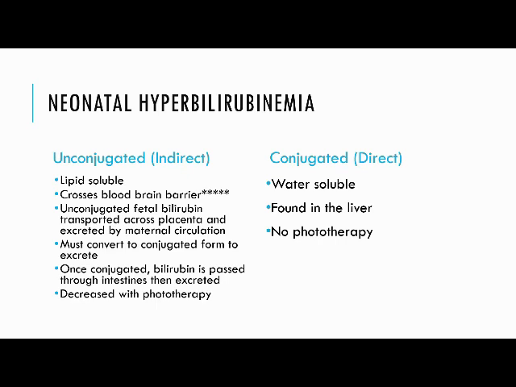You have to convert unconjugated bilirubin to conjugated before you can excrete it. We've said that multiple times. We'll say it multiple times more because it's an important concept to grasp. And then once conjugated, bilirubin passes through the intestines and then can be excreted.